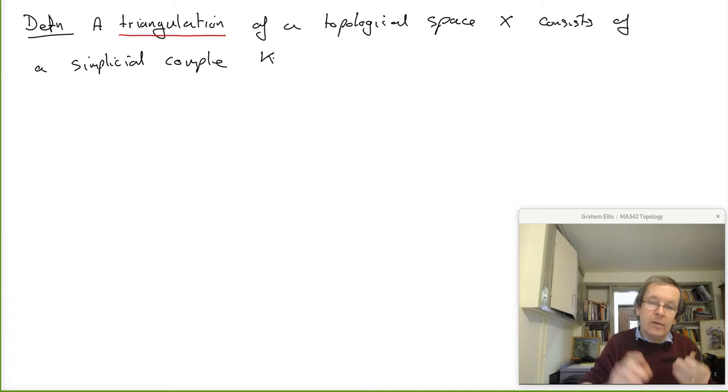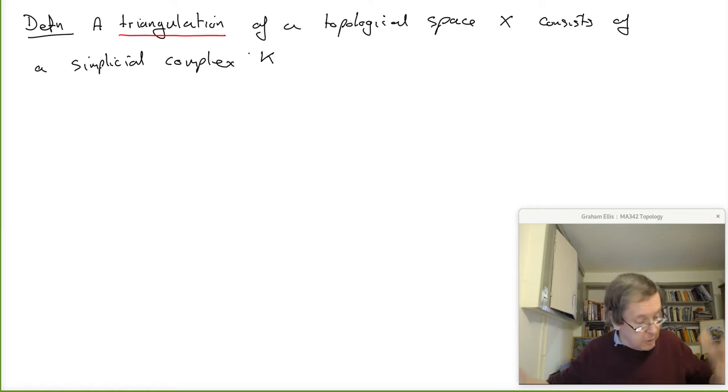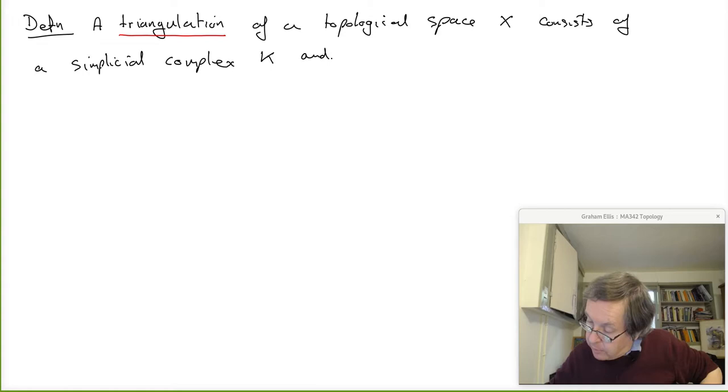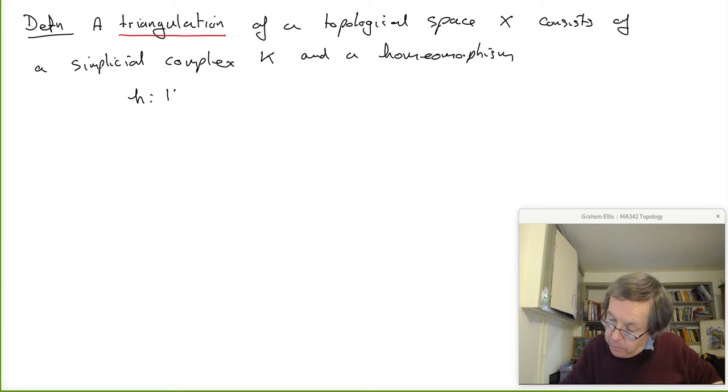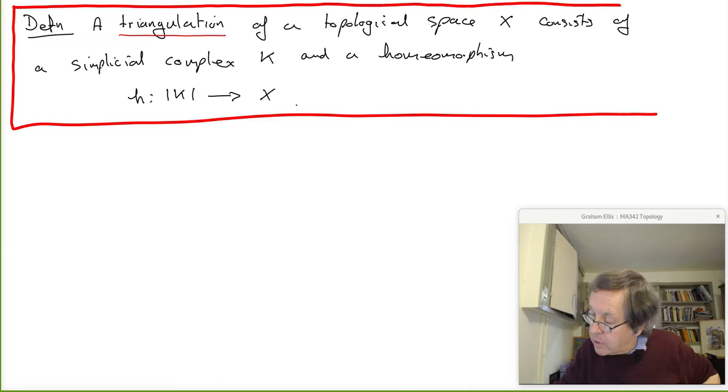So a triangulation involves a simplicial complex K, which we can actually think of as a topological space because it's a union of simplices, together with a homeomorphism, which I'll call H, from the topological space underlying the simplicial complex to X. So that's the definition I gave last time. What I need to do is some examples, because that's quite a tough definition to digest. Let's work on some examples.